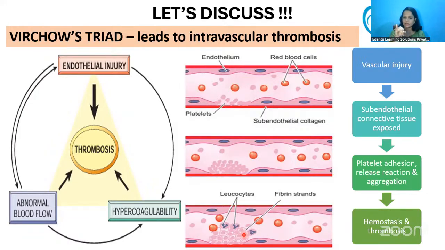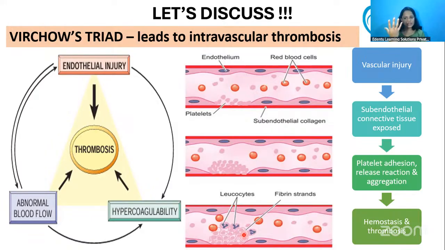One is endothelial injury, the main and important one. The integrity of the blood vessel and endothelial injury is the main factor contributing to thrombosis. Next is abnormal blood flow, and the last one is hypercoagulability of blood.